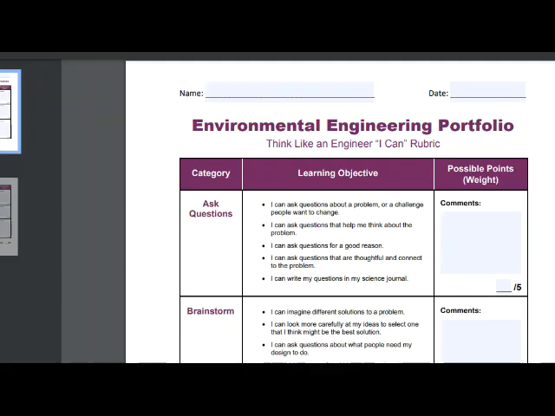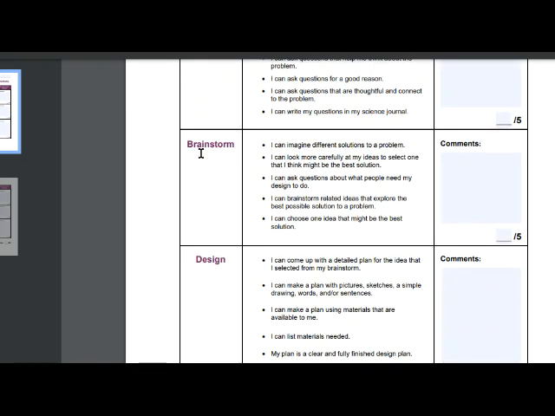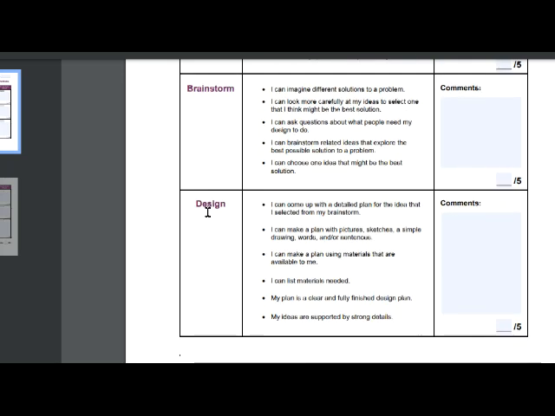All right, let's look at your rubric really quick. So in the Ask Questions section, remember, you're asking questions about this problem. Your questions need to be related to flooding or dams. You want to ask questions that make you think about the problem and questions that have a good reason. So you don't just want to make up silly questions for no reason. Brainstorm, make sure you're imagining different solutions, things that might fix or solve the problem. Make sure that you ask questions about what you need to do in your design, and make sure that you choose the ideas that you think will be best.